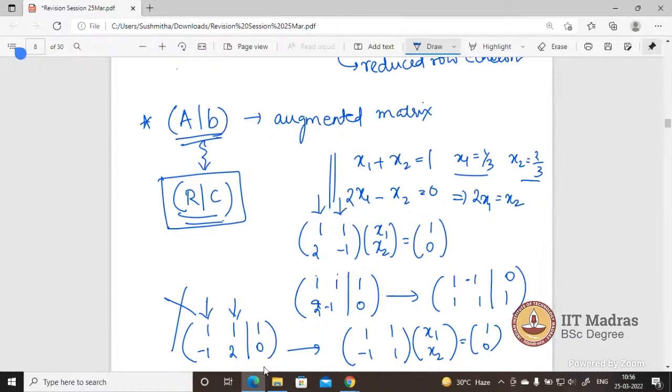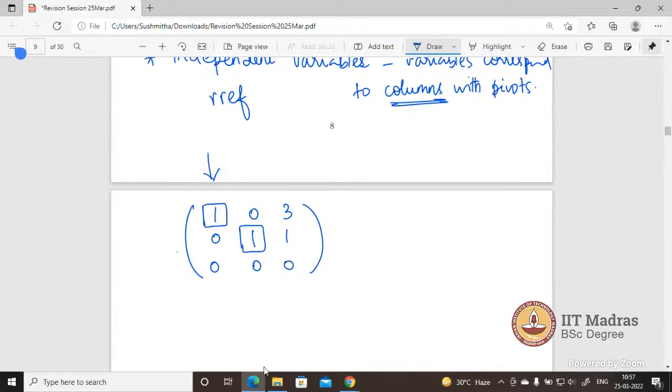This is in reduced row echelon form, right? Yes, ma'am. There is a pivot here. There is a pivot here. Now you look at the columns. Does this column have a pivot? Yes. So x1 is a dependent variable. Correct. This column has a pivot, so x2 is a dependent variable. The third column, which corresponds to x3, does not have a pivot. So x3 is independent.